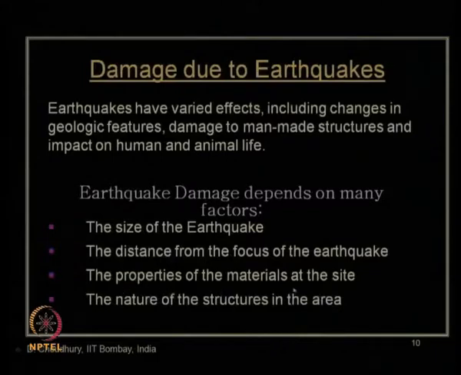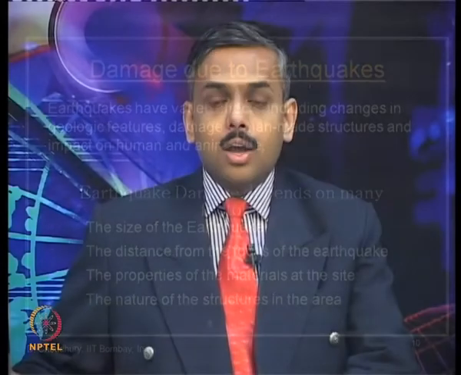Third, the properties of the material at the site, that is, what kind of material exists at the site, local soil condition or rock condition, whether it is a soft soil or stiff soil or hard rock or fissured rock, etc., will decide how much earthquake damage is going to occur at that particular site. Fourth, the nature of the structure which exists in that area, like whether it is a wooden structure or reinforced concrete structure or unreinforced concrete structure or masonry structure or mud house. Depending on the type of construction of the structure, the amount of earthquake damage also will depend.